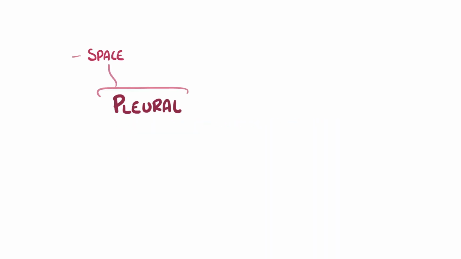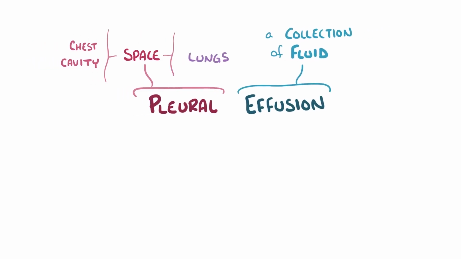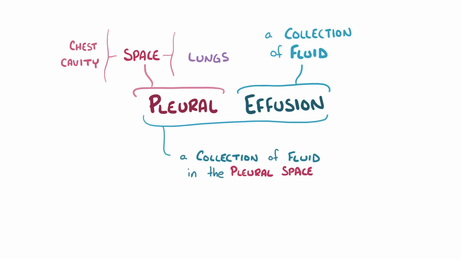Pleural refers to the space between the chest cavity and the lungs, and effusion refers to a collection of fluid. So a pleural effusion is when a disease process causes fluid to start to collect in the pleural space, which can sometimes restrict lung expansion.